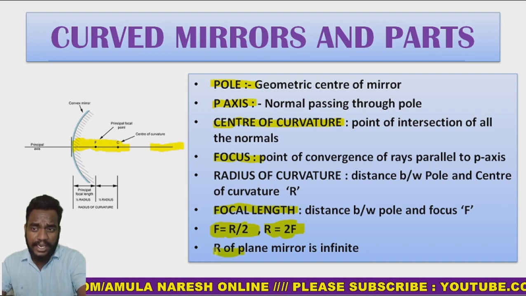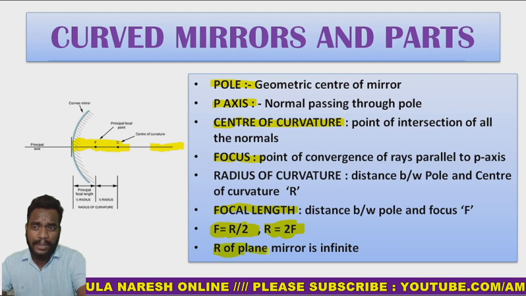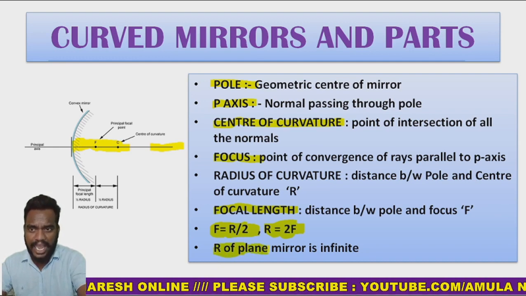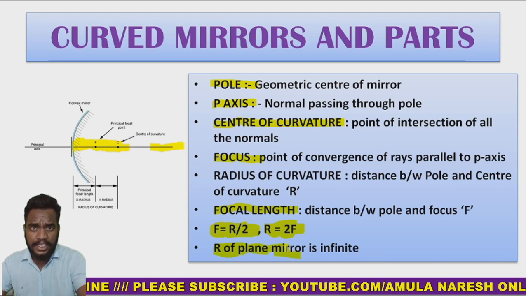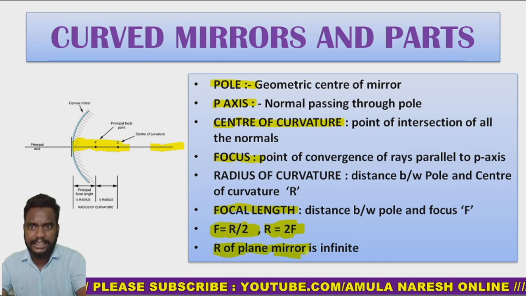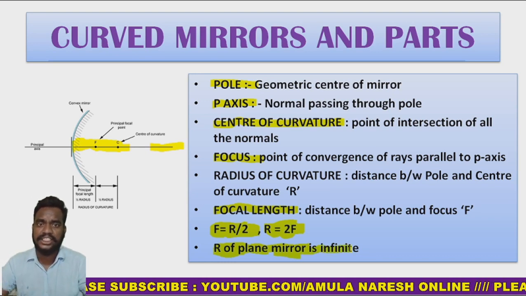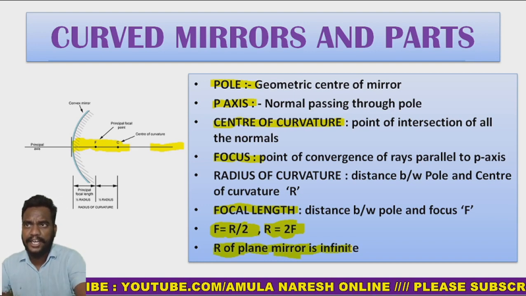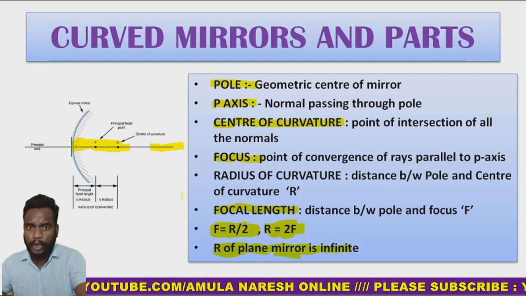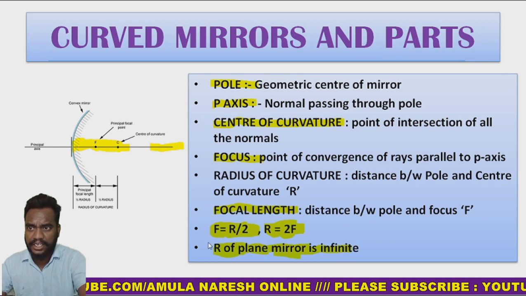You can see, because it is a plane mirror, and a plane object will not have any radius of curvature because it does not belong to any sphere. So its radius of curvature is infinite. This is a must-known fact. So this is regarding the curved mirrors and the important points on the curved mirror.